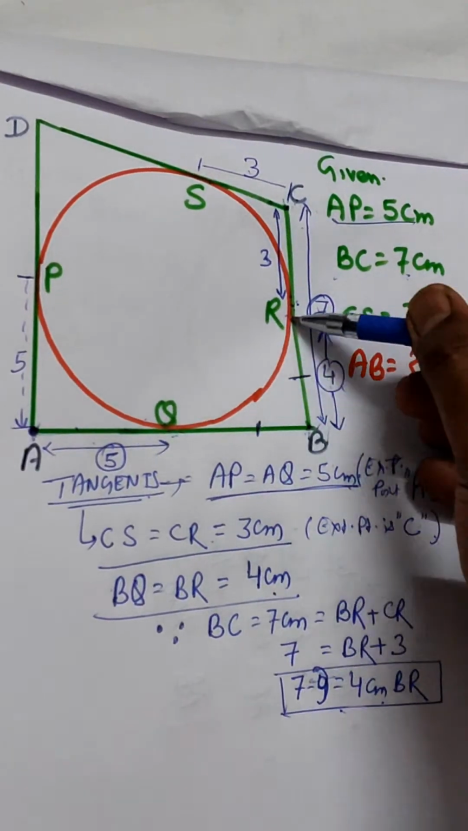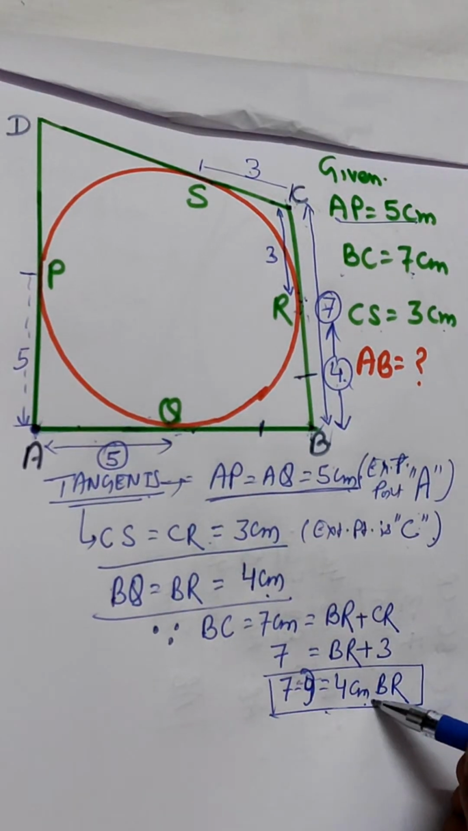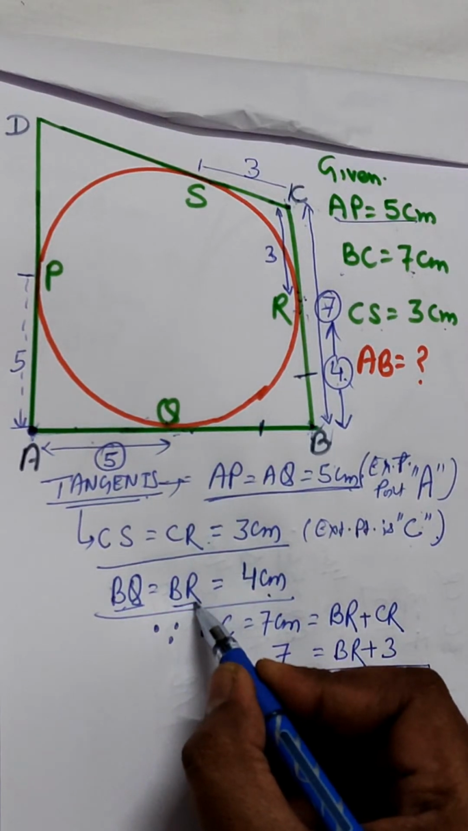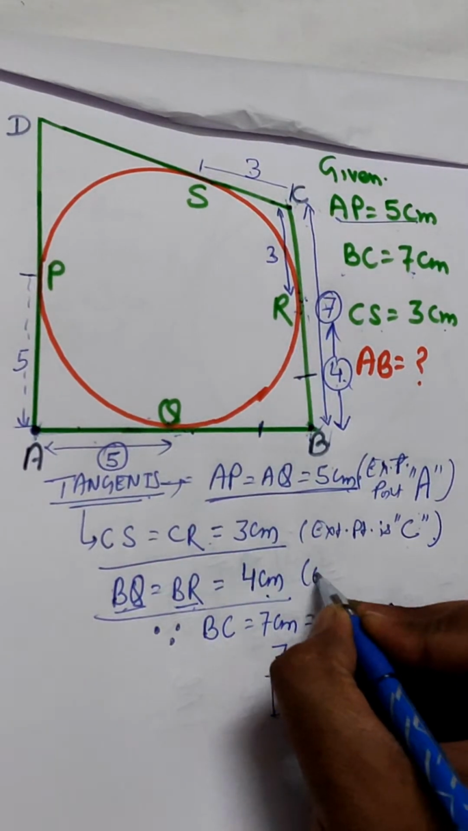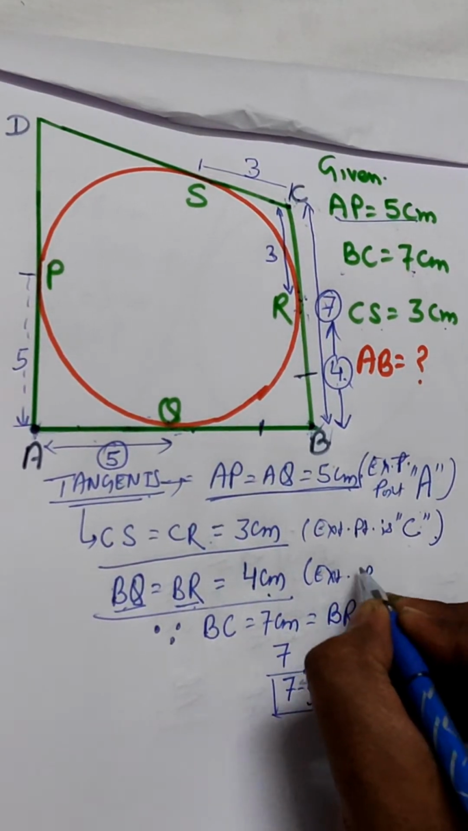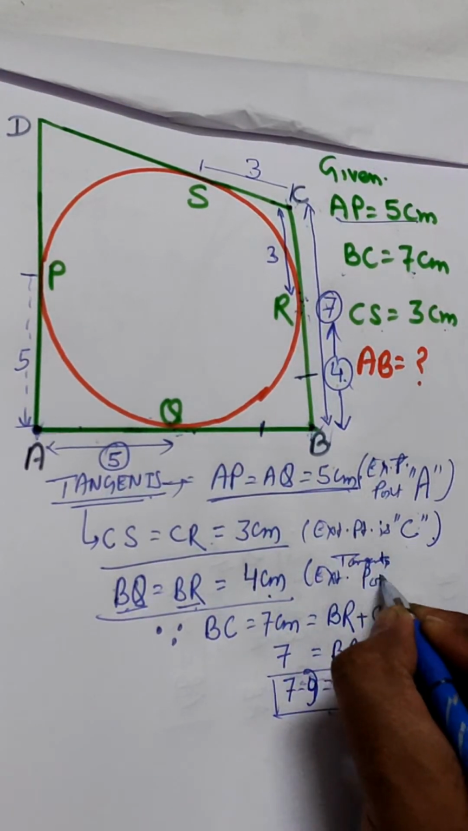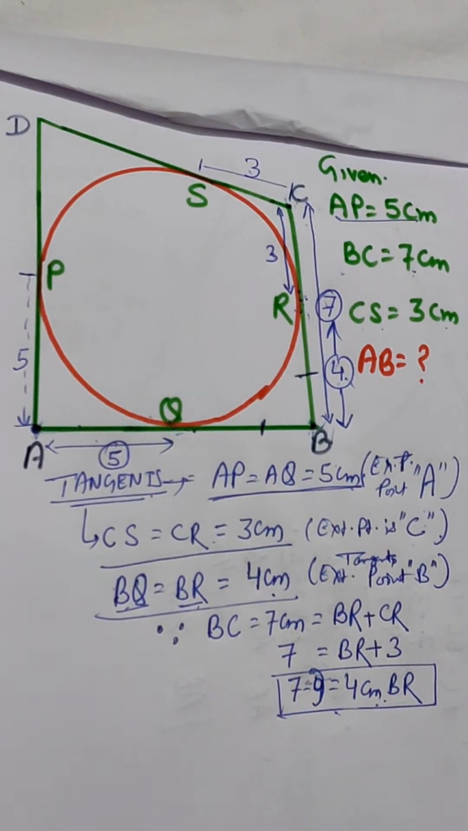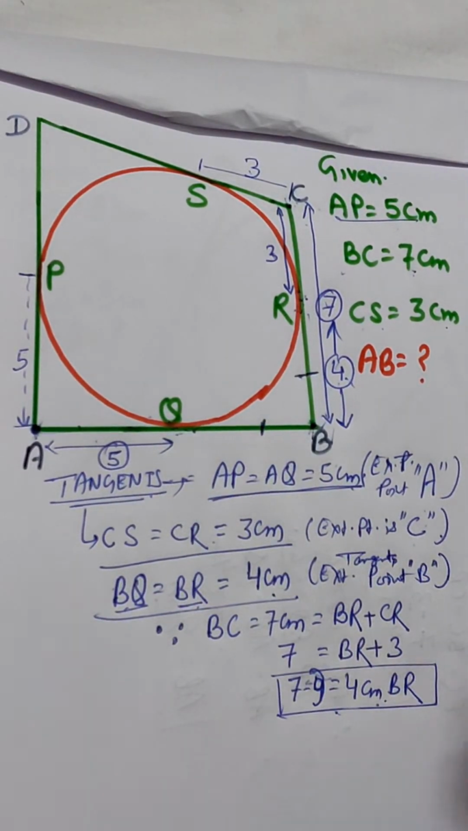Since BR is 4 centimeter, then BQ will also be equal to 4 centimeter, because BQ and BR are two tangents drawn from the external point B, right? So the length of BQ is calculated over here, that is equal to 4 centimeter.